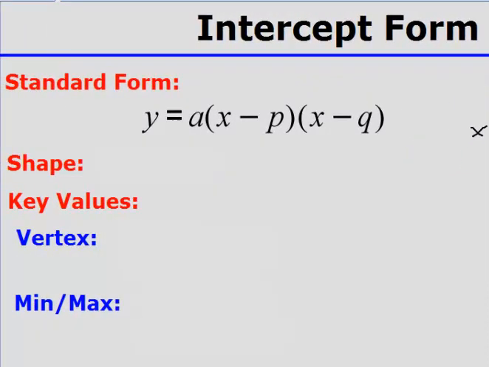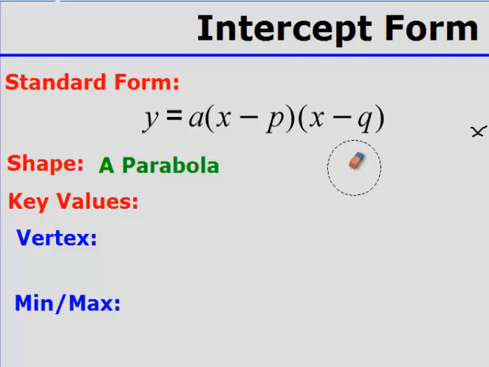Okay? Shape. How many x's do you see up here in our general equation? 2. What are we doing with those 2 x's? Are we adding them, subtracting them, multiplying them, or dividing them? Multiplying. So what's an x times an x? X squared. If the biggest power is 2, what's its shape going to be? A parabola. So again, we still have parabolas.